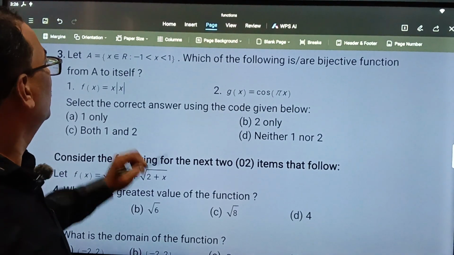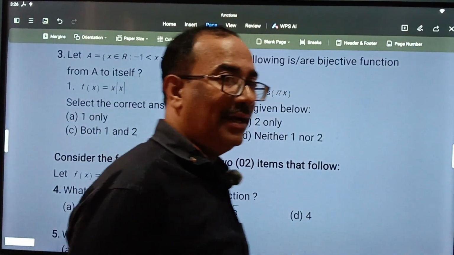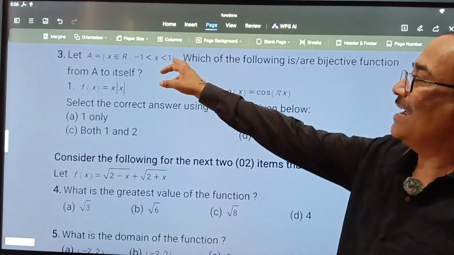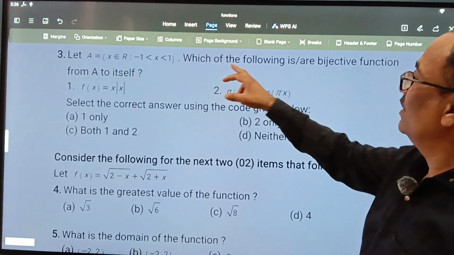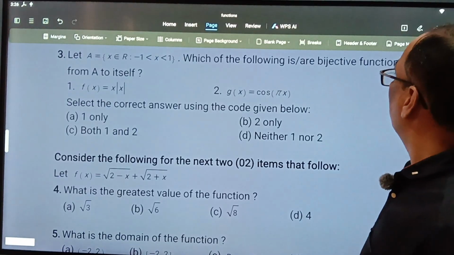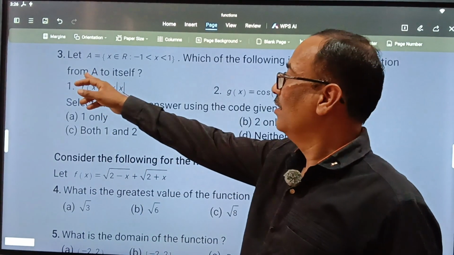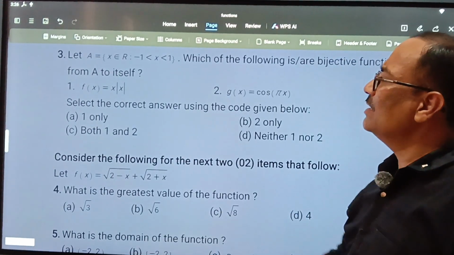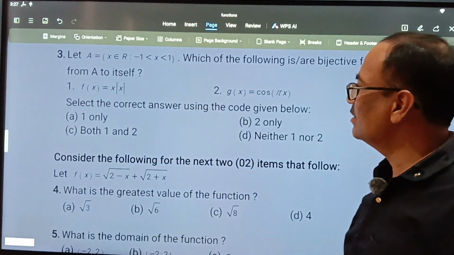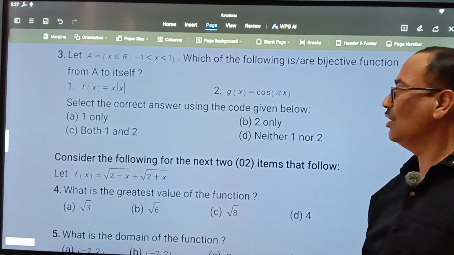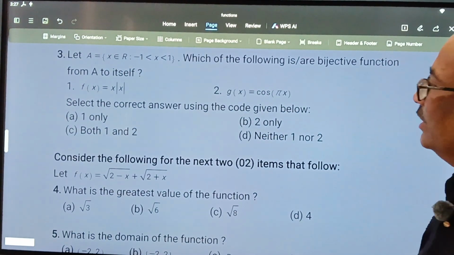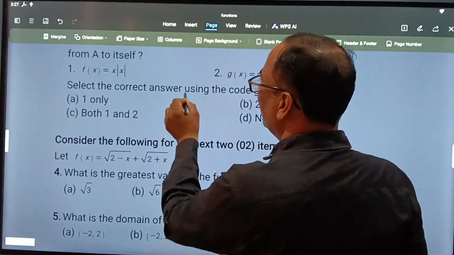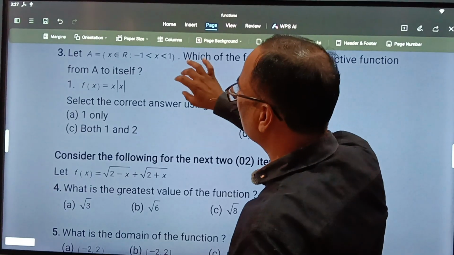Question number 3. Let A contain all the real numbers x which lie between minus 1 and 1. Which of the following is or are bijective functions from A to itself? The first function is f(x) equals x into mod x, and the second function is g(x) equals cos pi x. So here it is clear, if we draw the graph of this function, what we get? Think about this.